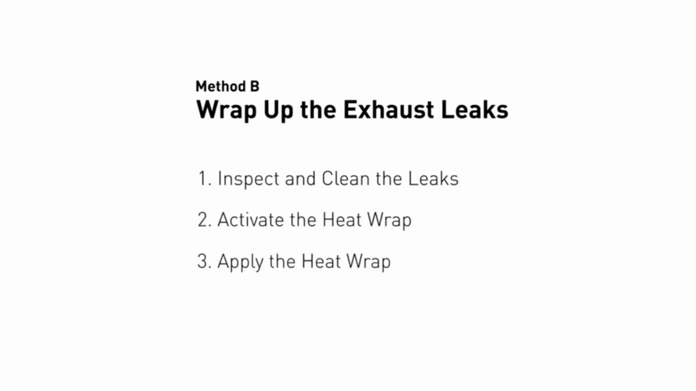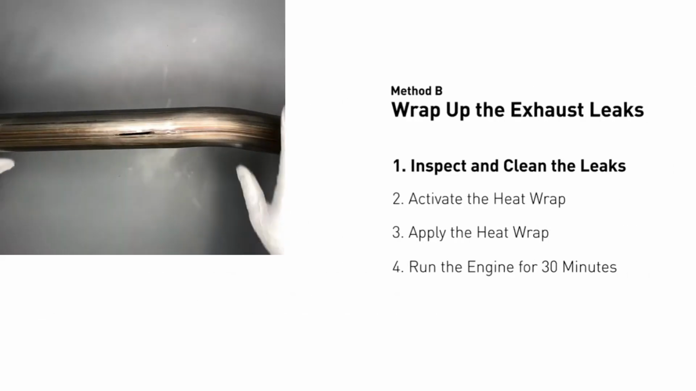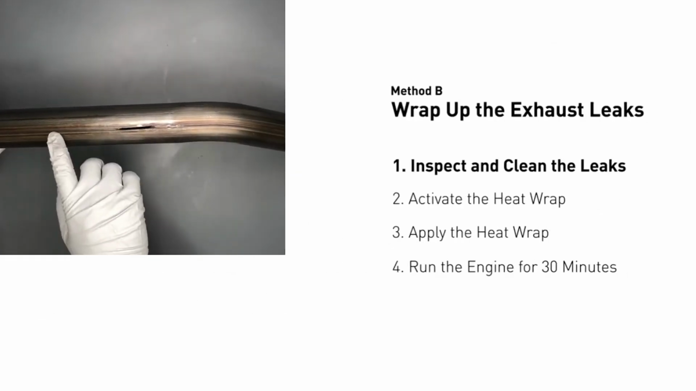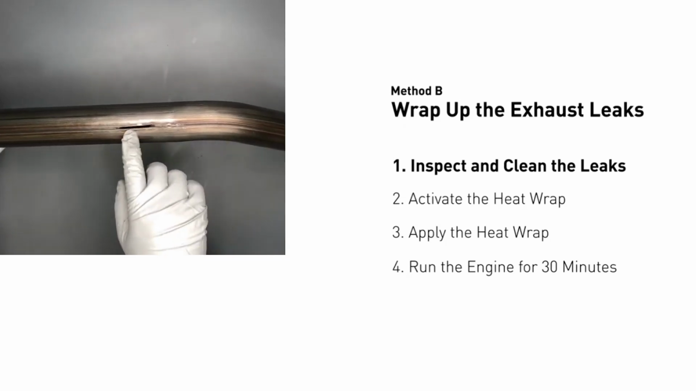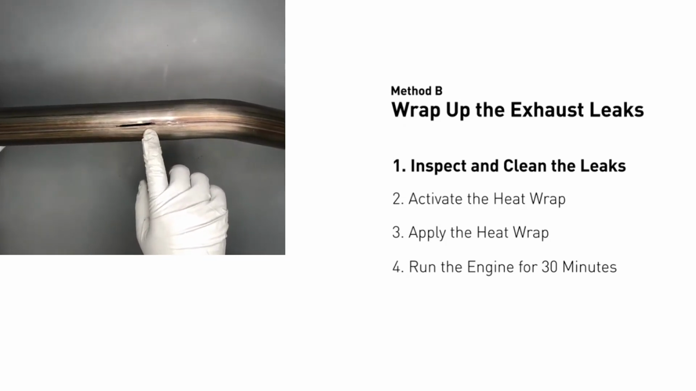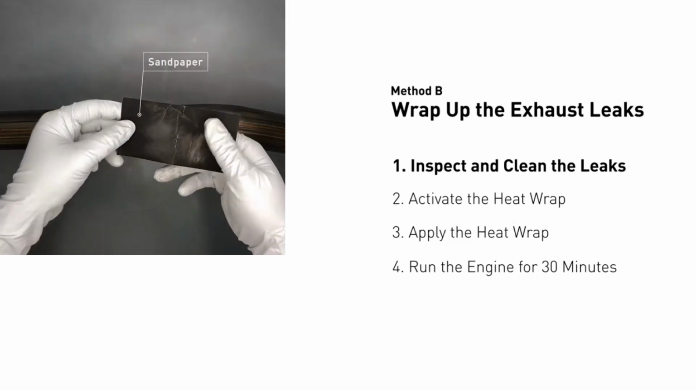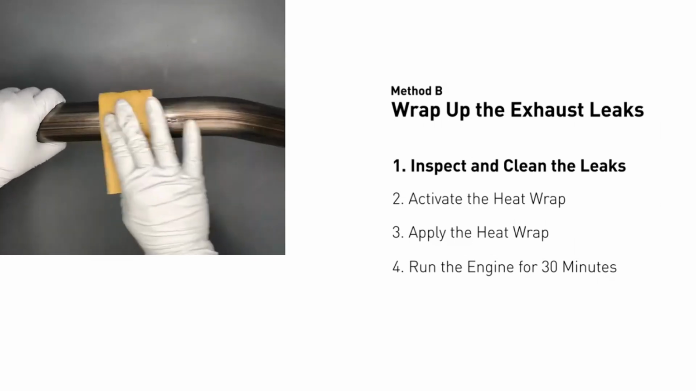Method B. Wrap up the exhaust leaks. Exhaust pipes are made out of rolled steel, and there is a welded seam on them. Like this one, the seam will often rot and leak. First, get sandpaper and a wet wipe to clean the leaking area for better application.